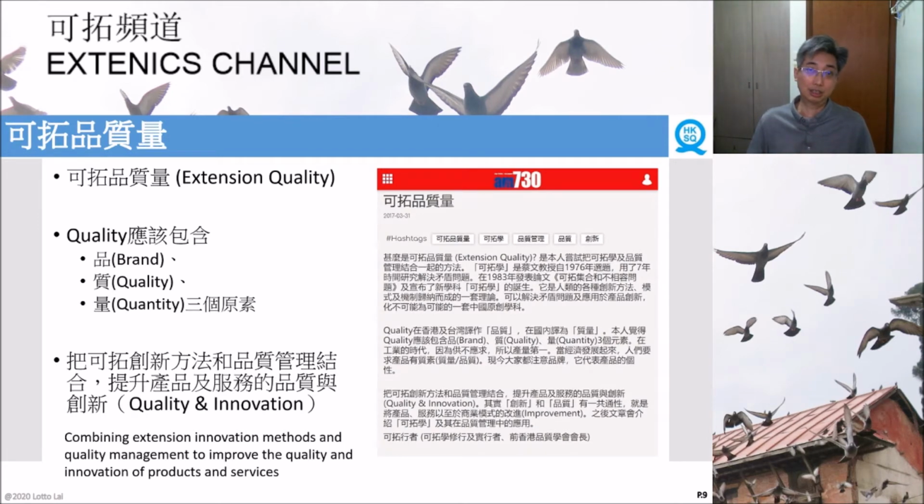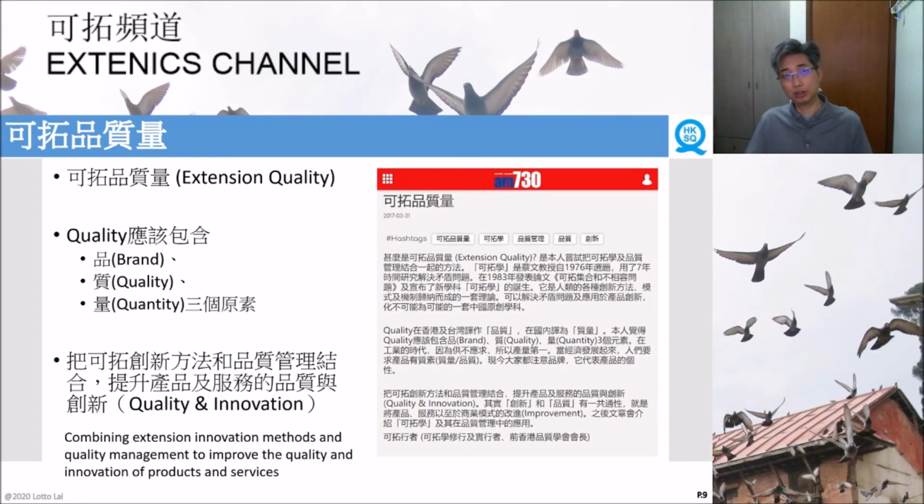The first class, I'll talk about extension quality. The word quality has 3 meanings in the translation from English to Chinese. It is different in Taiwan, Hong Kong, and mainland China. Taiwan and Hong Kong would like to use brand and quality. China uses quality and quantity. So there are 3 main areas: brand, quality, quantity. I would like to combine the extension innovation method and quality management to improve products and services, especially in quality and also innovation.